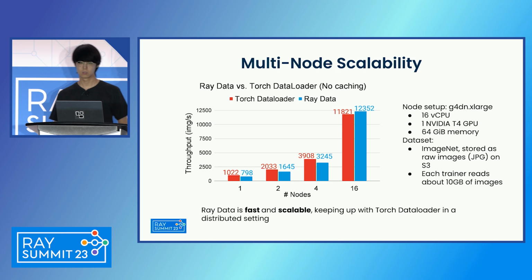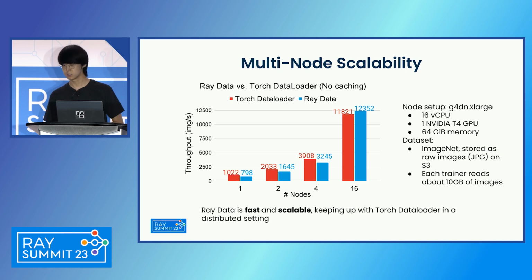Cool. So now let's take a look at the scalability results comparing array data to torch data loader. For this benchmark, we're increasing the number of nodes from 1 to 16 to see how array data does against torch data loader in reading images from S3. In terms of the data set, we're going to be using the ImageNet data set stored as raw images on S3. And we'll have each trainer read about 10 gigabytes of images. So for example, in the 4-node case, we're going to be reading about 40 gigabytes of data in total.